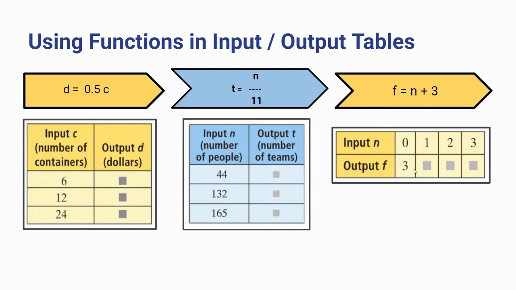If the input is 0, it would be 3, 1 would be 4, 2 would be 5, and 3 would be 6. Again, it's not trying to trick you, just letting you see how input-output tables work.